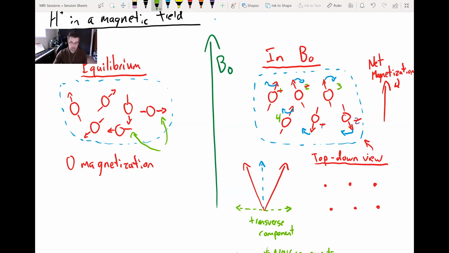And I'll draw them in green, and maybe this one is oriented that way, and this one's that way, this one's over here, and so on and so forth. Again, they're oriented randomly still. So the net result of this situation is no transverse magnetization.